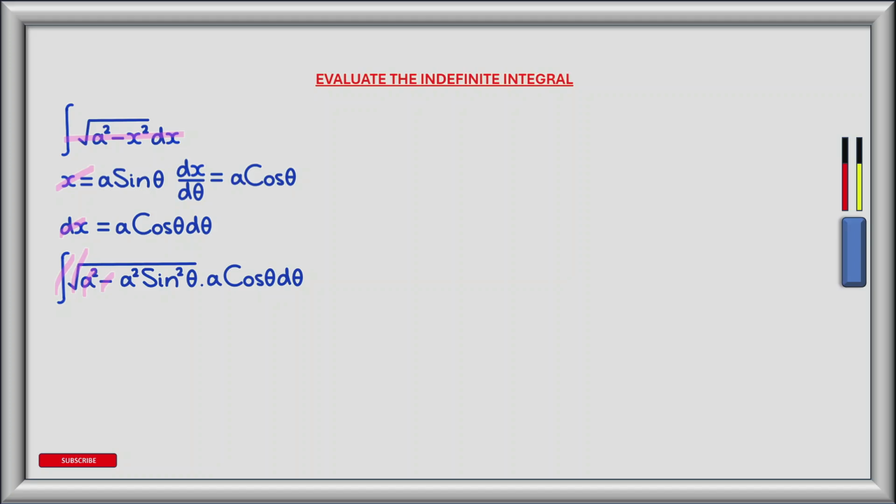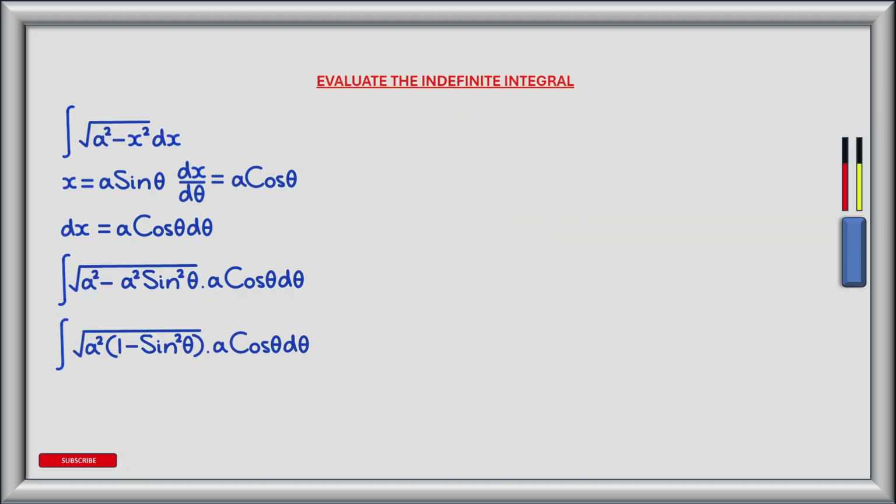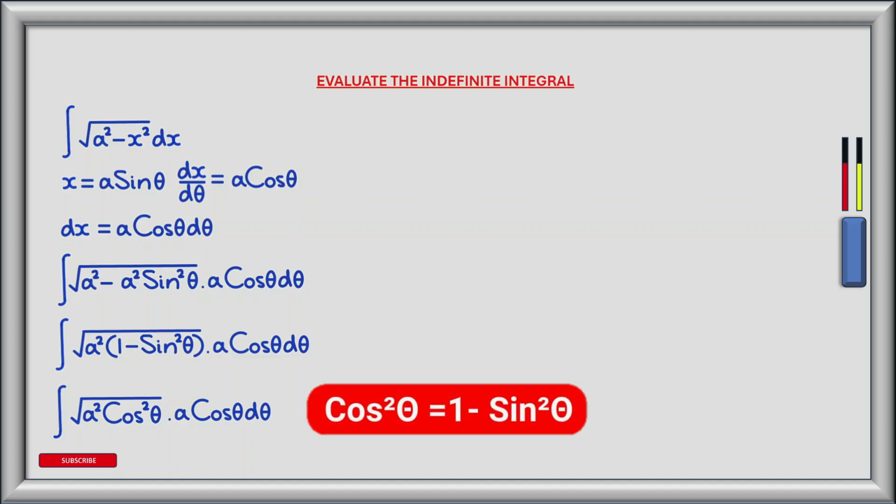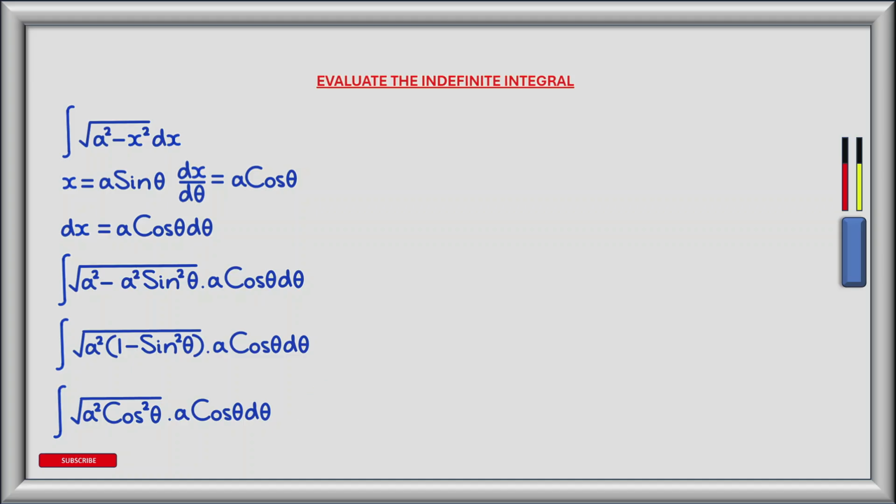of a² minus a² sin² θ multiplied by a cos θ dθ. And if we take the common factor out of this expression, we have the integral of the square root of a² into the bracket of 1 minus sin² θ multiplied by a cos θ dθ. And using the trig identity where cos² θ is equal to 1 minus sin² θ, this simplifies further to the integral of the square root of a² cos² θ multiplied by a cos θ dθ.